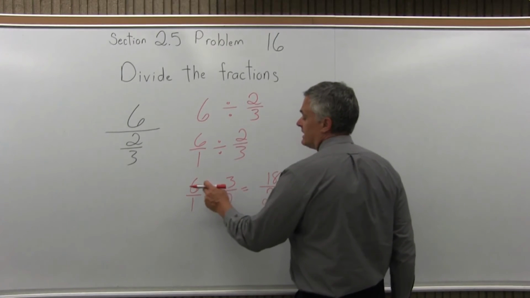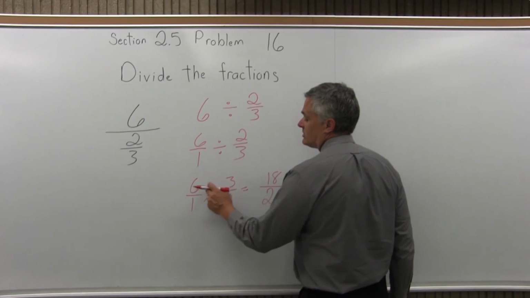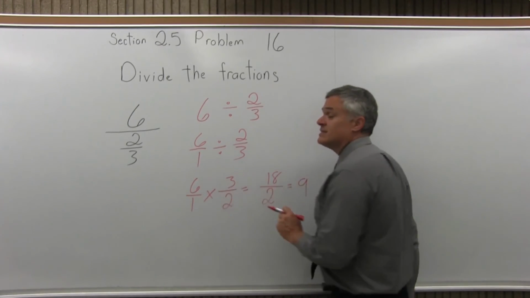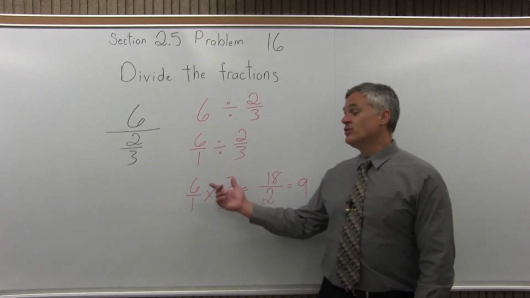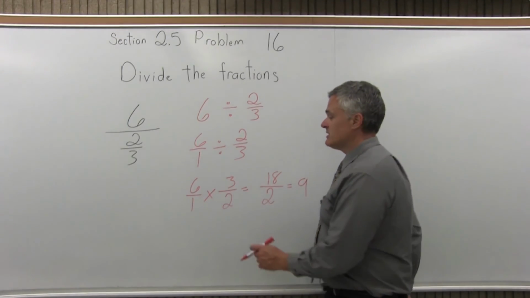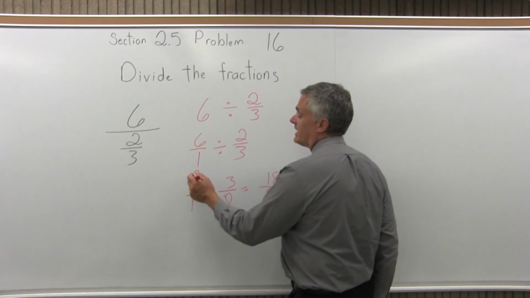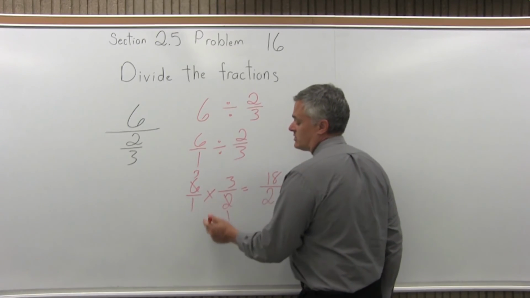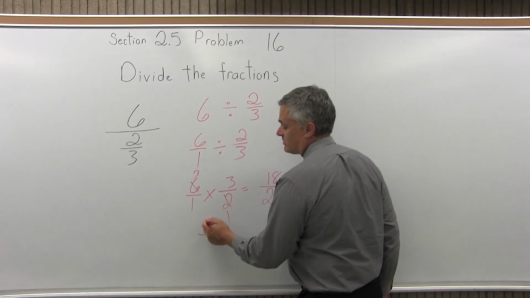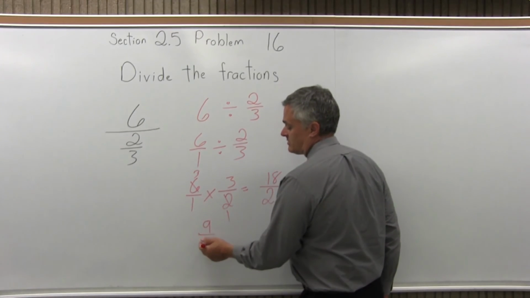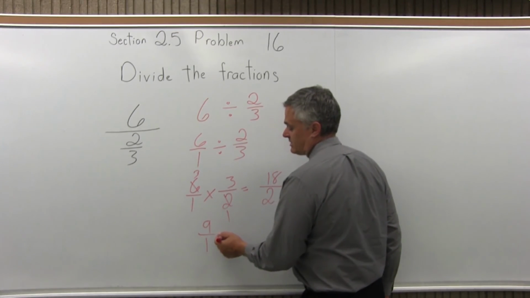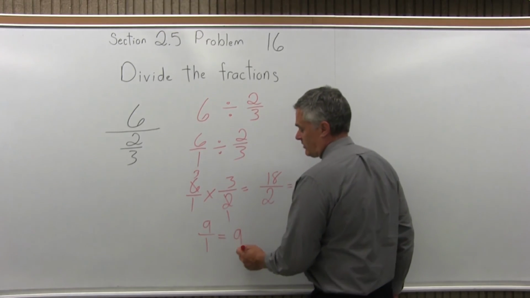Now notice, if I was looking, I can pre-reduce. The 6 and the 2 reduce. 6 and 3 also reduce, but they're both numerators, so I can't reduce those. Only the 6 and 2. So 2 goes into 2 once, 2 goes into 6 3 times, and then numerator times numerator is 3 times 3, which is 9. Denominator times denominator, 1 times 1 is 1. 9 over 1 can be written as 9.